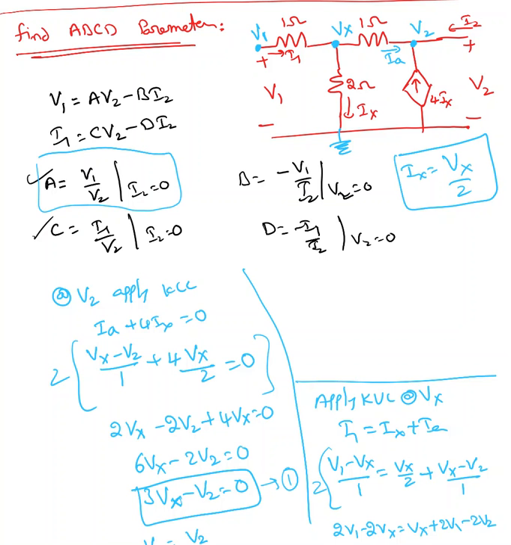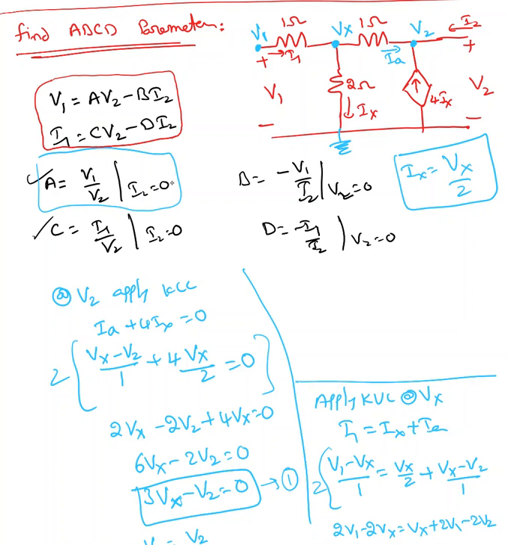Okay, here is the next example. In this example, he's asking us to find ABCD parameters. So first, what we're going to do, we're going to write down the equations. The equations we have: V1 equal to AV2 minus BI2 and I1 equal to CV2 minus DI2. So as mentioned, we can find A and C together by using the same circuit.